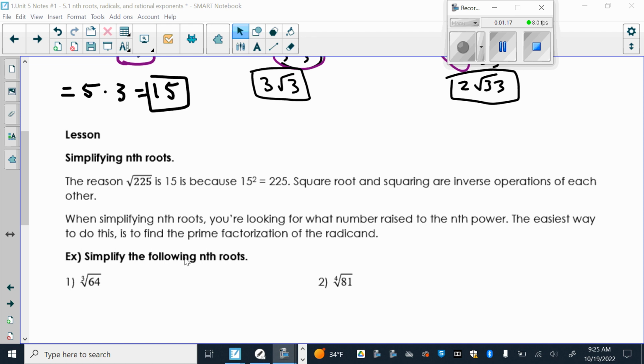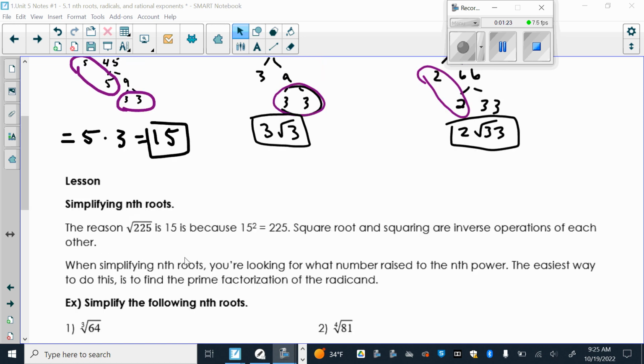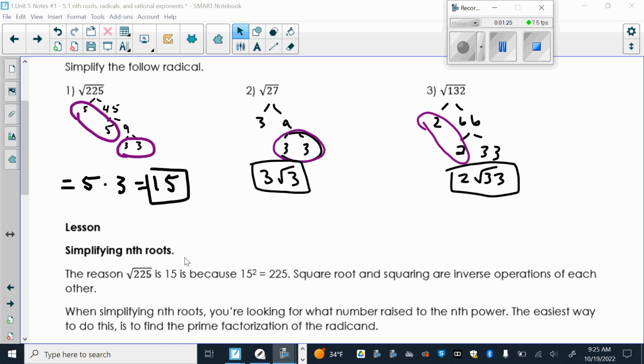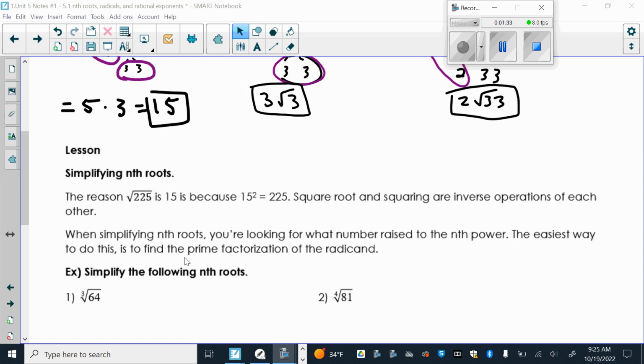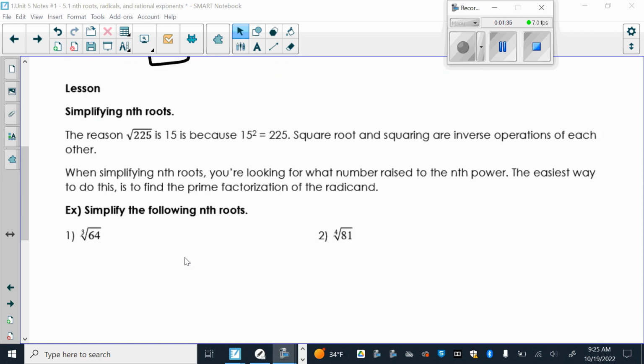The easiest way to do this is to find the prime factorization of the radicand. And that's like what we were doing up in our warm-up. We were making the factor tree. We were finding the prime factorization of each number. 27 is 3 to the third power, etc. So same process, but instead of finding perfect squares, we might be finding perfect cubes or perfect fourths, depending on what the nth root is.